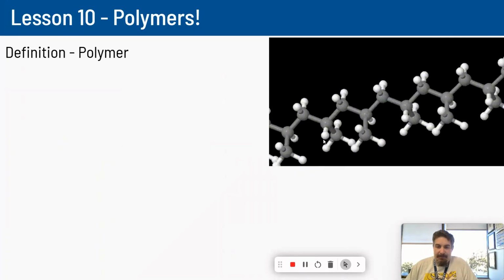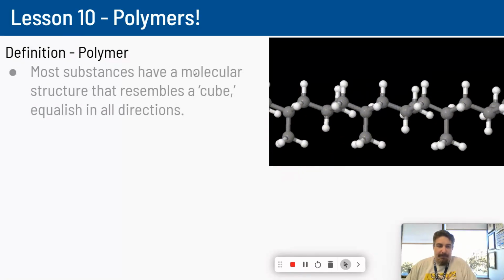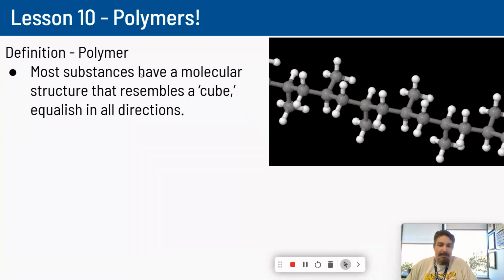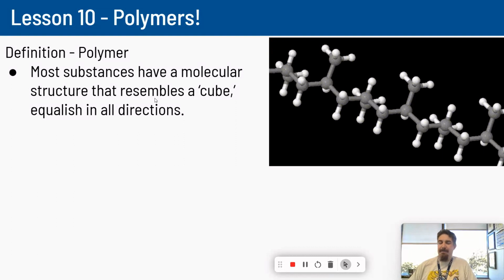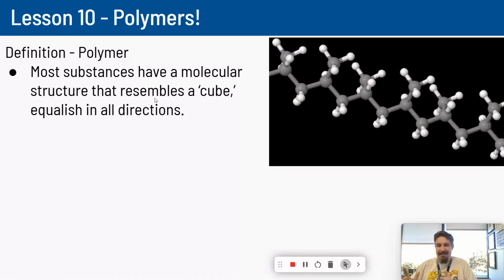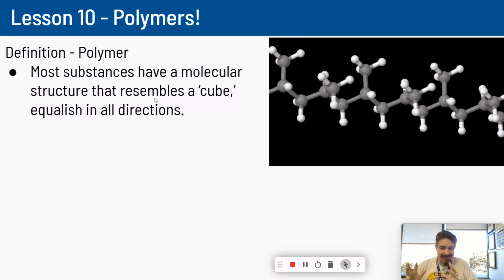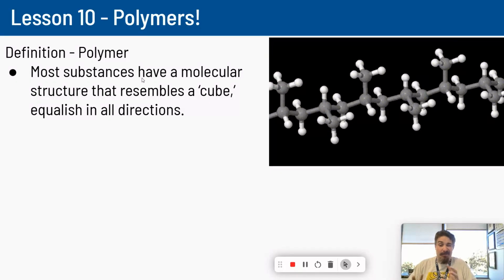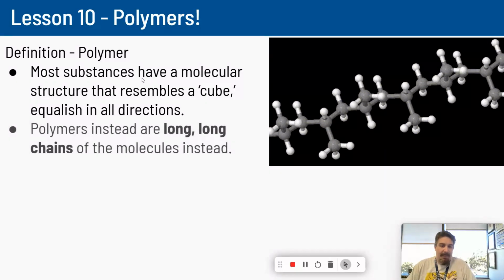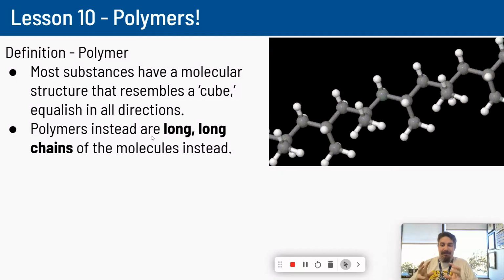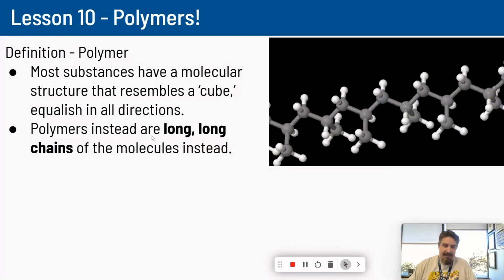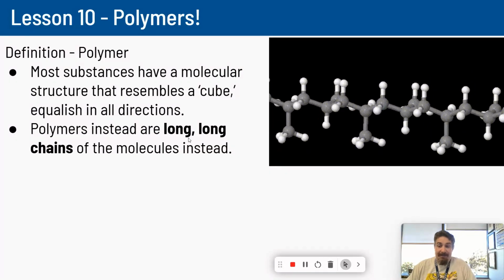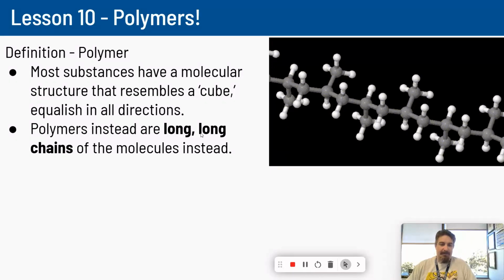So here's a picture of a polymer structure. And you see, most substances have a molecular structure that resembles a cube. It's cube-ish, not always exactly a cube, but it's kind of equal in all directions. Polymers instead create these long chains of molecules, kind of like that chain link that we saw getting made in the other picture.